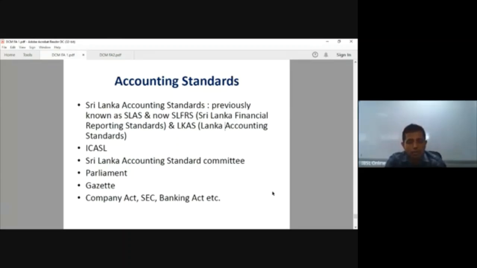All of them have to be followed when they prepare the financial statements, right? Since there are accounting standards, within a similar industry, if you take banks, all the banks' financial statements will be more or less similar. Because of that, we can easily compare and contrast one bank's financial statements with another bank's.